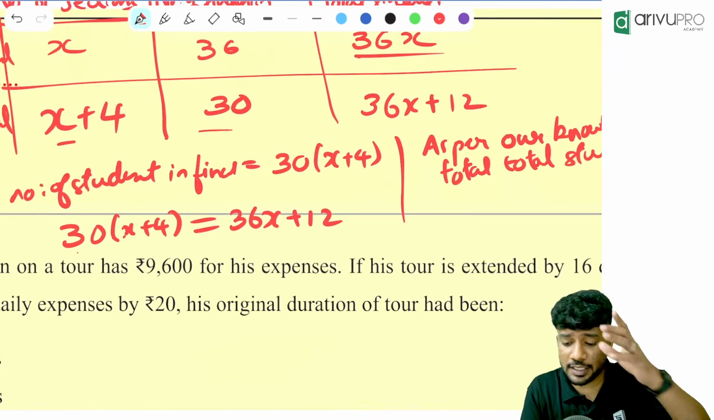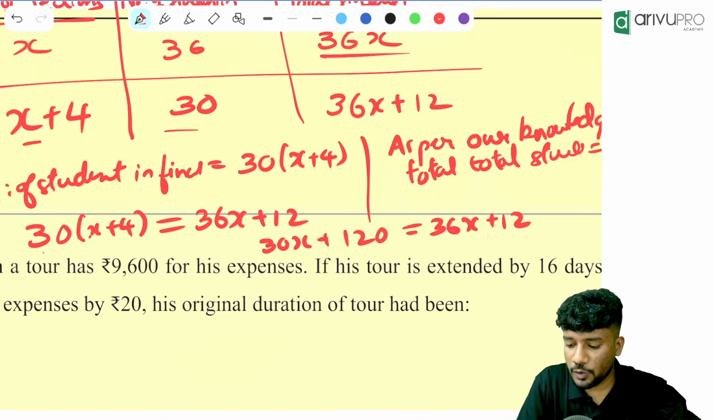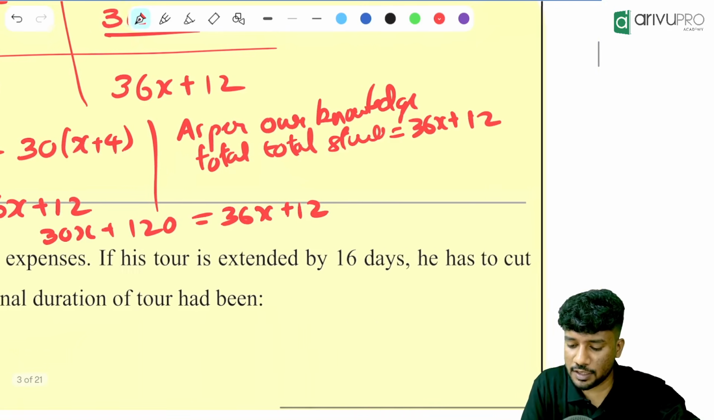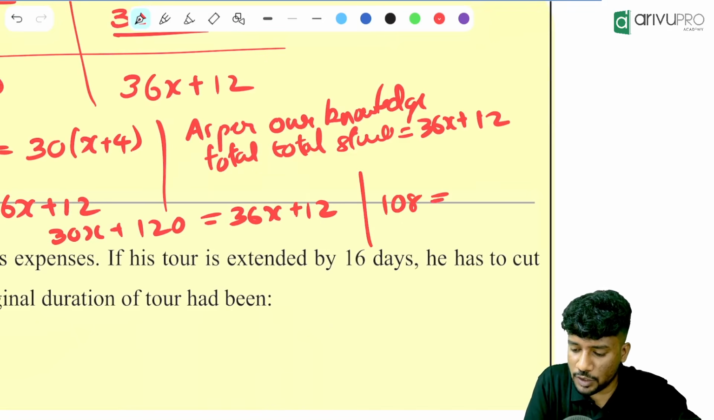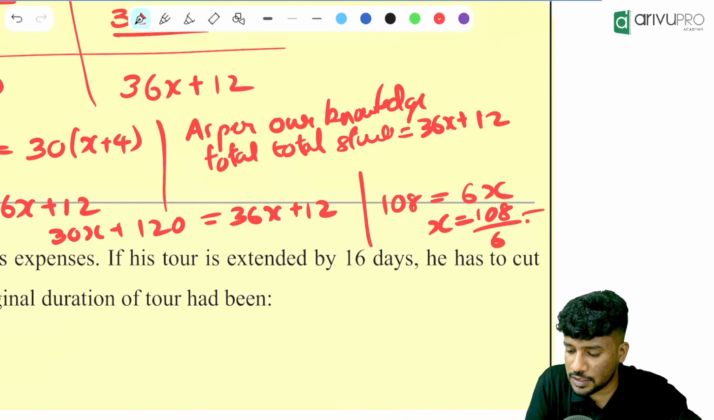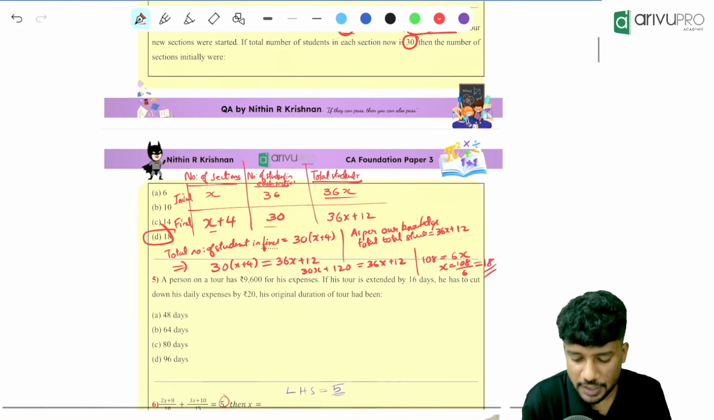Opening the bracket, 30 into x will become 30x, plus 30 into 4 will become 120. That equals 36x plus 12. Now take it to the other side. 12 to the other side will become 108 is equal to 6x. So x is equal to 108 divided by 6, which is equal to 18. 18 is your answer. Option D is the answer.